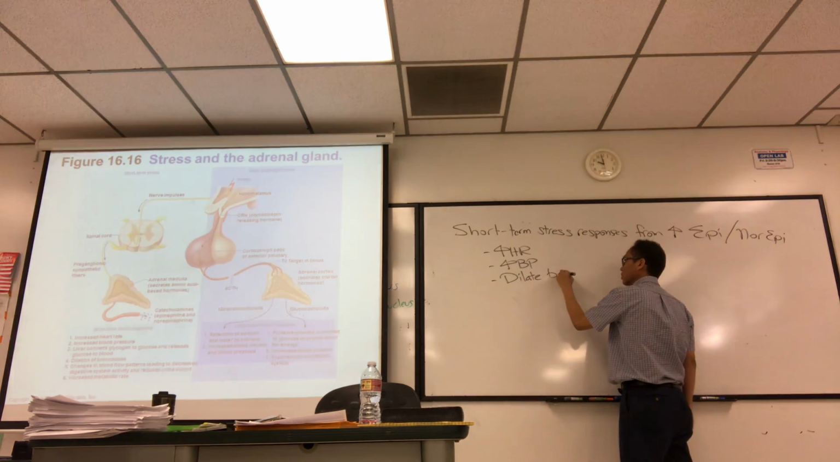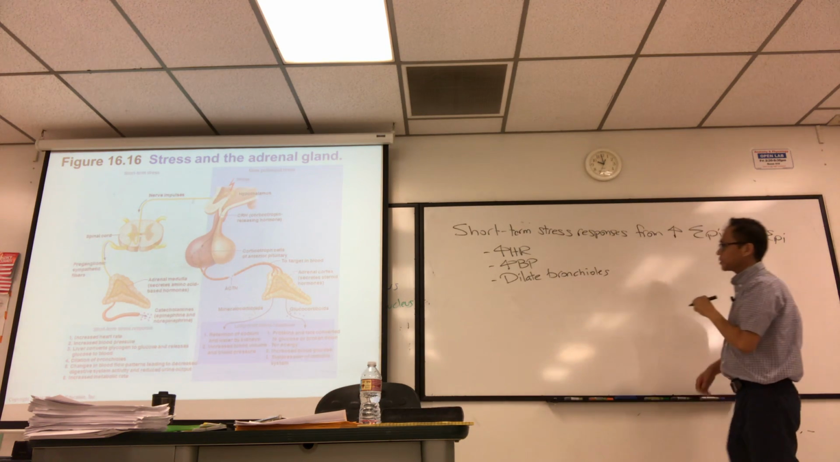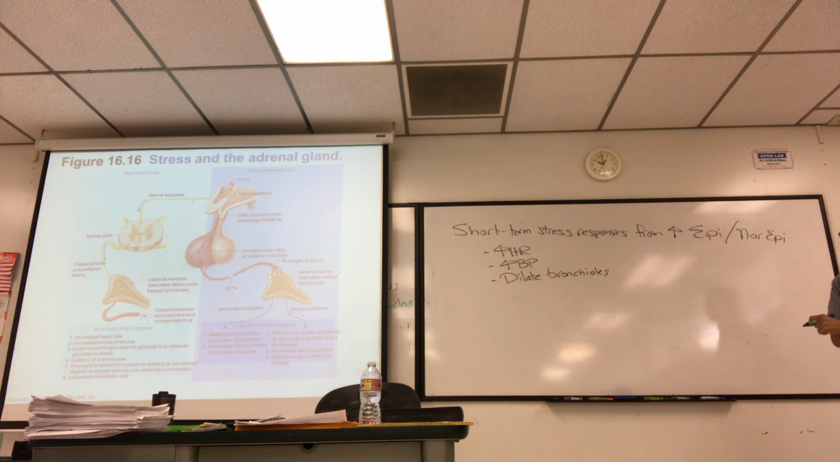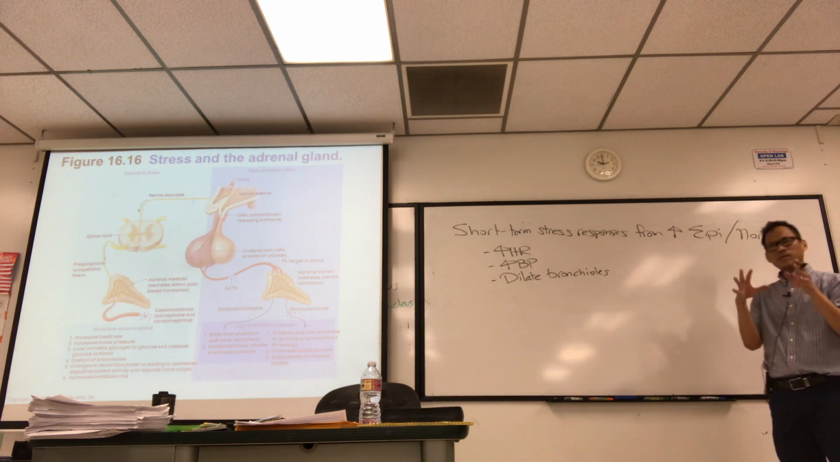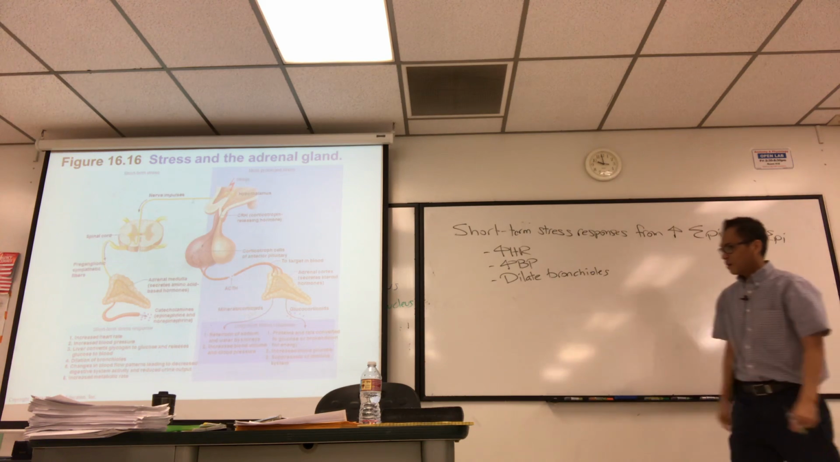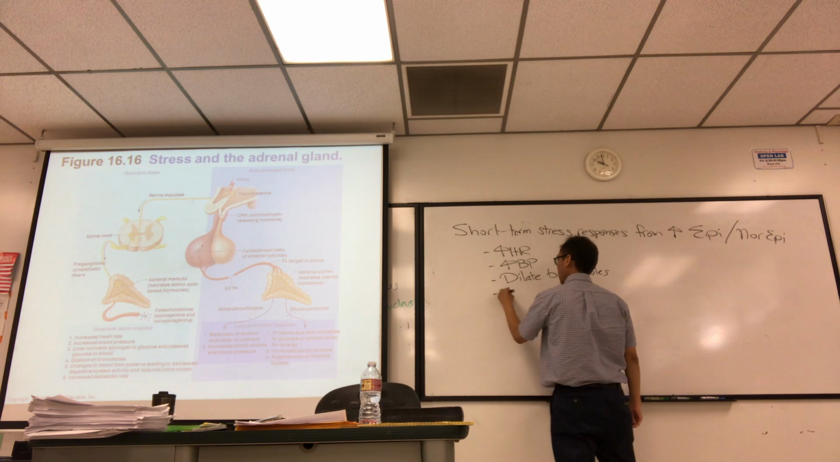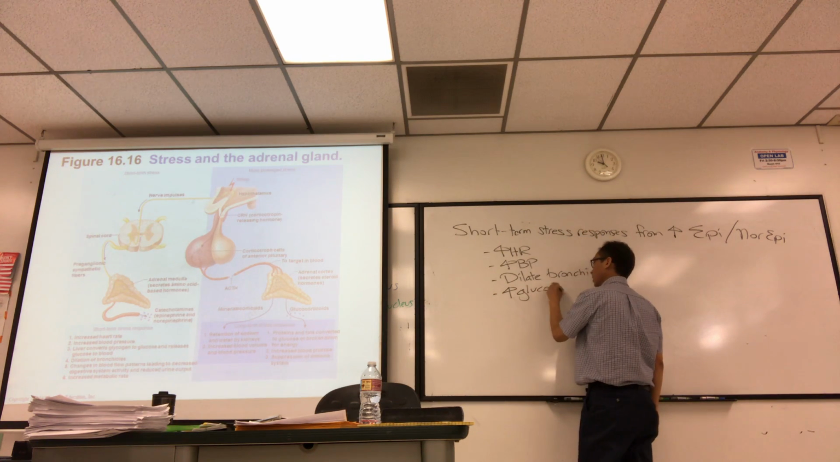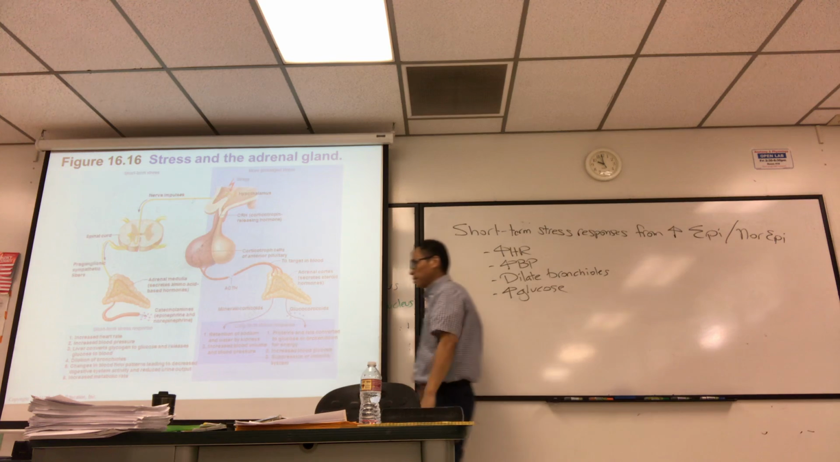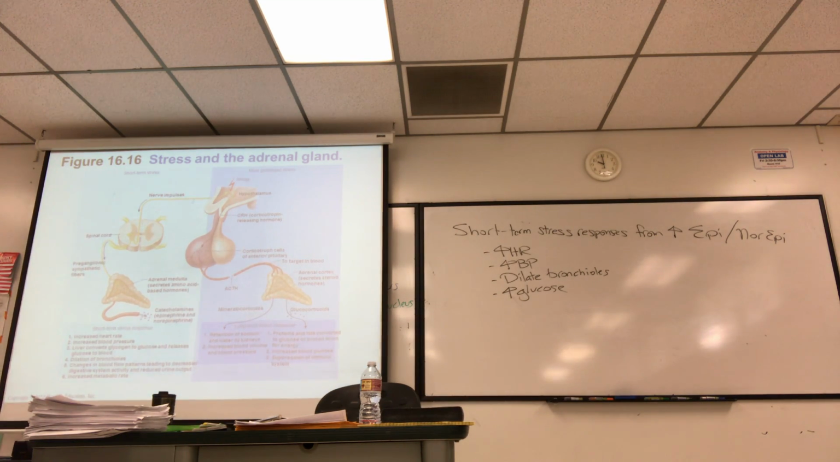Bronchioles, as we'll learn, are the tiniest airways. And by dilating them, you decrease the resistance to airflow. Bring more fresh air to the lungs, basically. What else is there? Increase glucose. That's basically it. So that's a short-term stress response list for you.